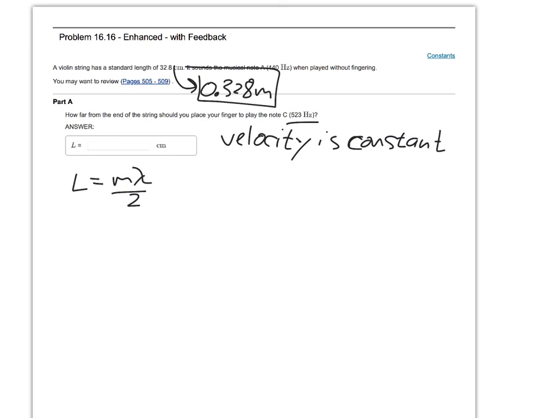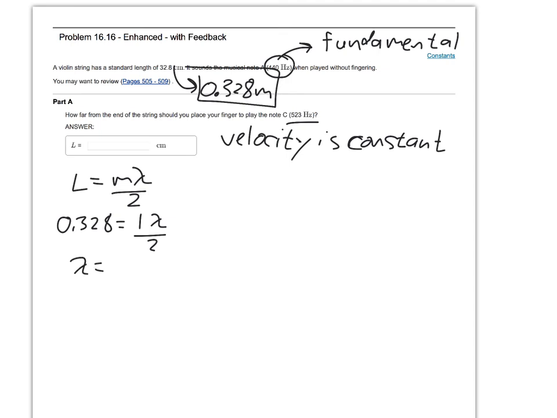The thing we want to also keep in mind is this 440 hertz that we hear. That tone is the fundamental frequency, which means m is equal to 1. So I'm going to go ahead and say the length of my string, 0.328, is equal to 1 times lambda all over 2. And so I find that my wavelength here for that fundamental frequency is 0.656 meters.